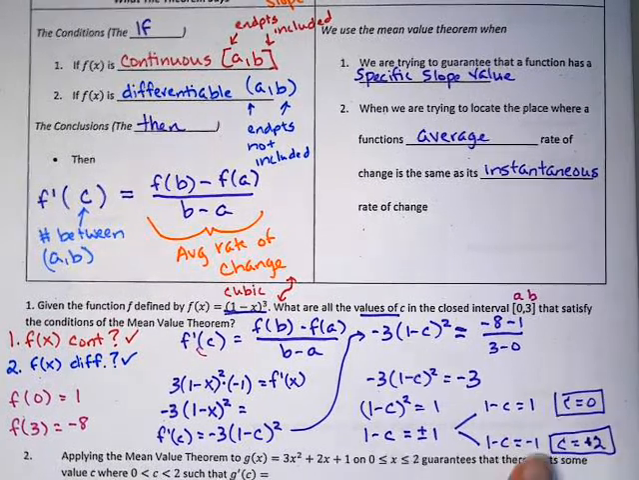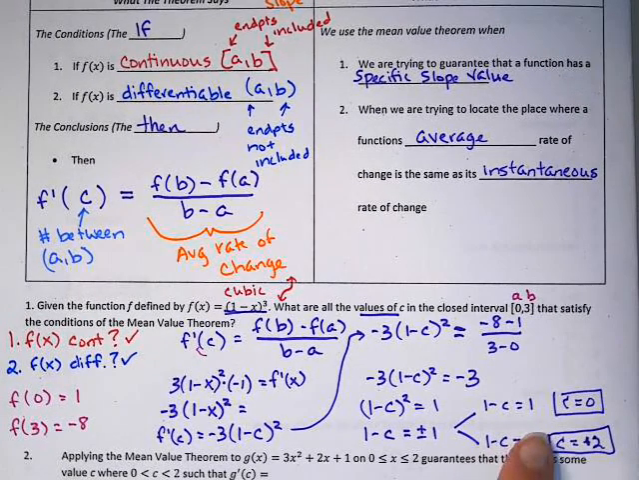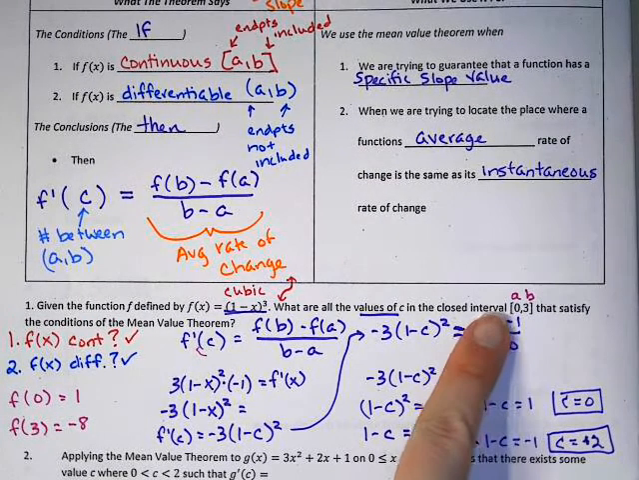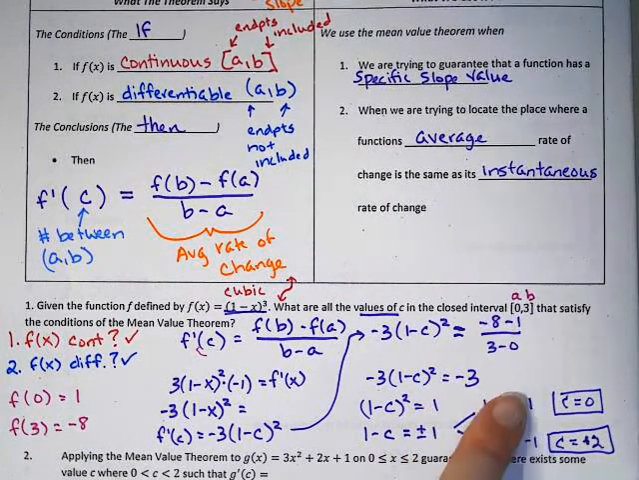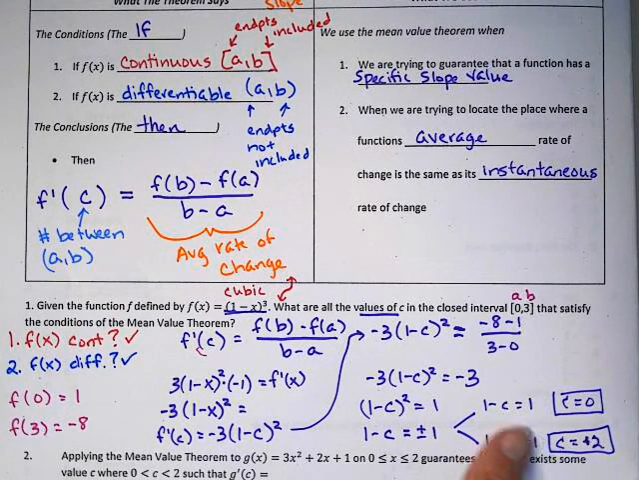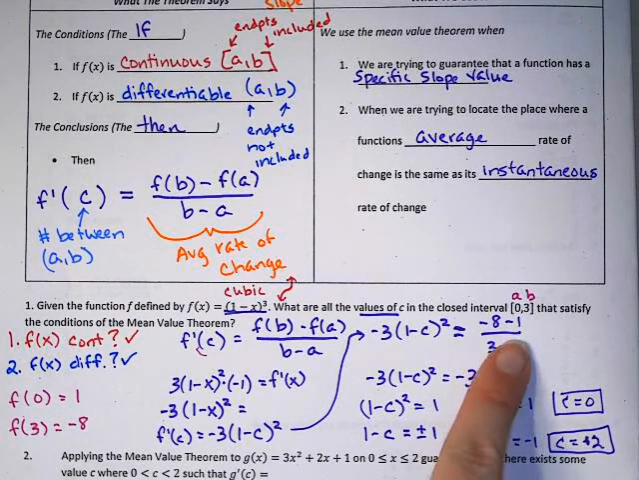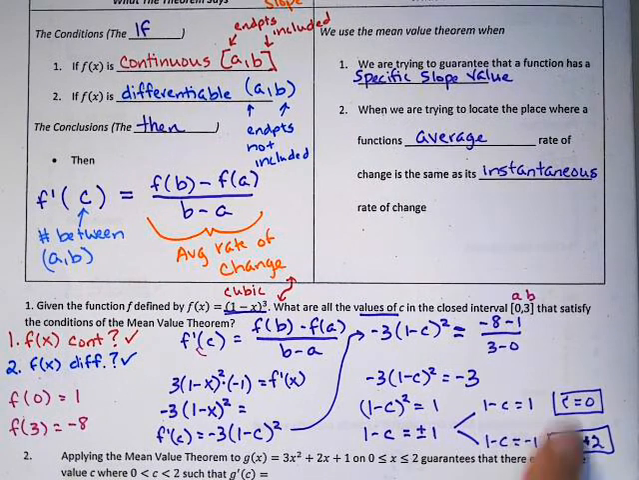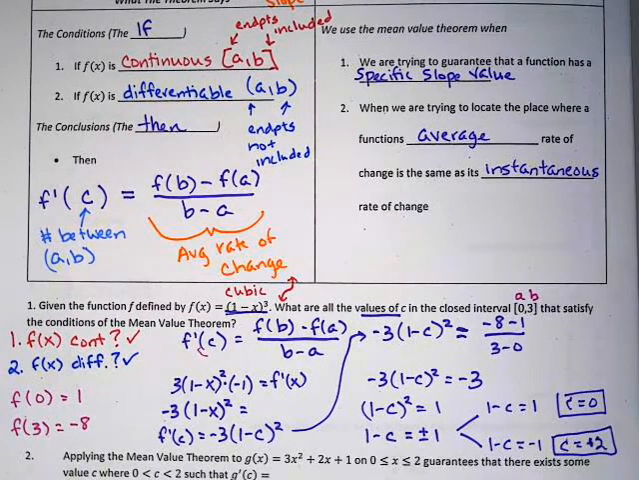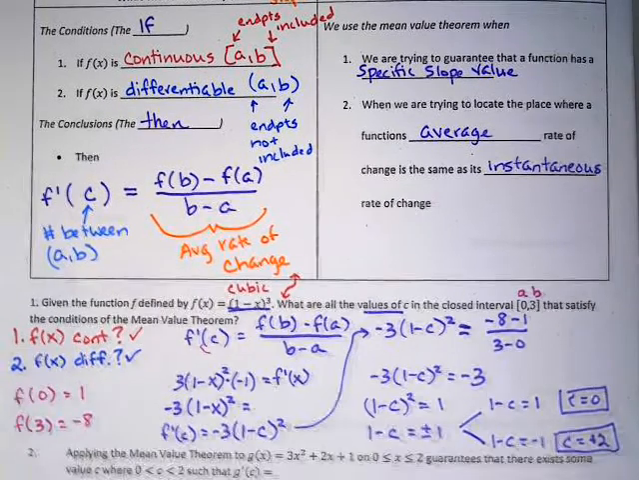We always have to go back and check to make sure that these are both in the interval. So we're looking at the interval from 0 to 3, and we got c equals 0 and c equals 2. Both of those fall in the interval, so we know that we're good. If one of these fell outside of it, we would call it an extraneous solution, and we would just say it falls outside the given interval. Okay?